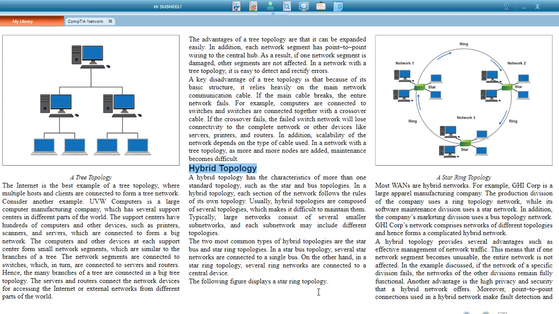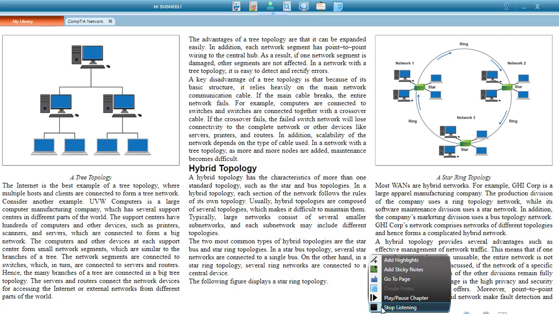The two most common types of hybrid topologies are the star bus and star ring topologies. In a star bus topology, several star networks are connected to a single bus. On the other hand, in a star ring topology, several ring networks are connected to a central device. The following figure displays a star ring topology. A star ring.